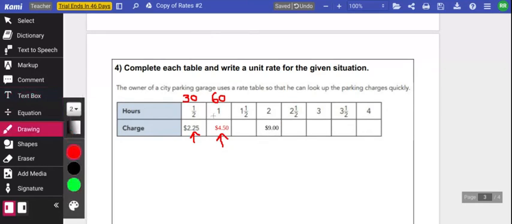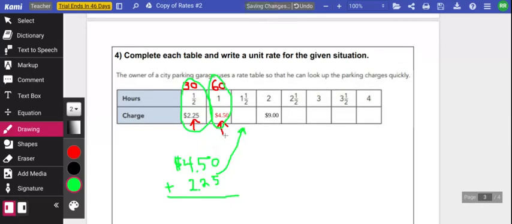All right, so what about for 1 1/2? Well, I'll take how much it is for 1 hour, which is $4.50, and what if I add how much it is for half an hour? Wouldn't you agree that 1 plus a half is 1 1/2? And so if I take how much it is for 1 hour plus how much it is for half an hour, that would give me how much it is for 1 1/2 hours. So what's $4.50 plus $2.25? I can put that in right there. Looks like that would be $6.75, right? So I put $6.75 right here.